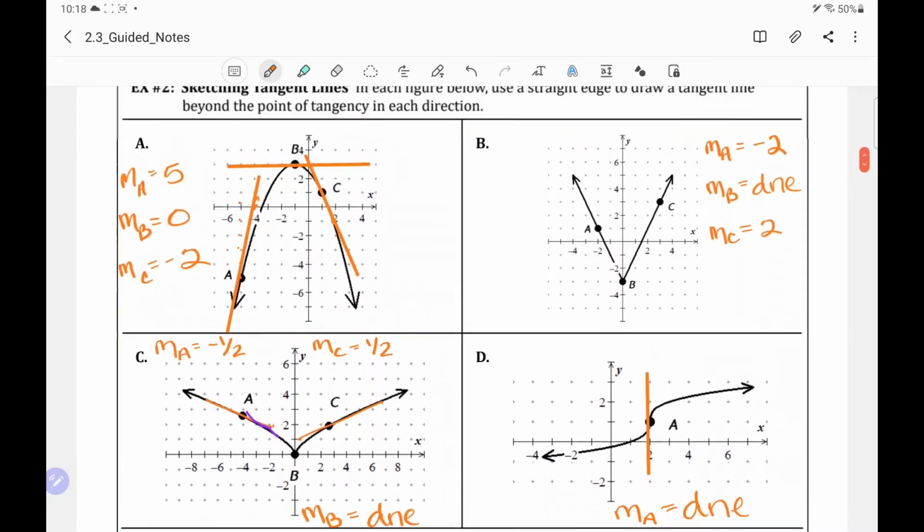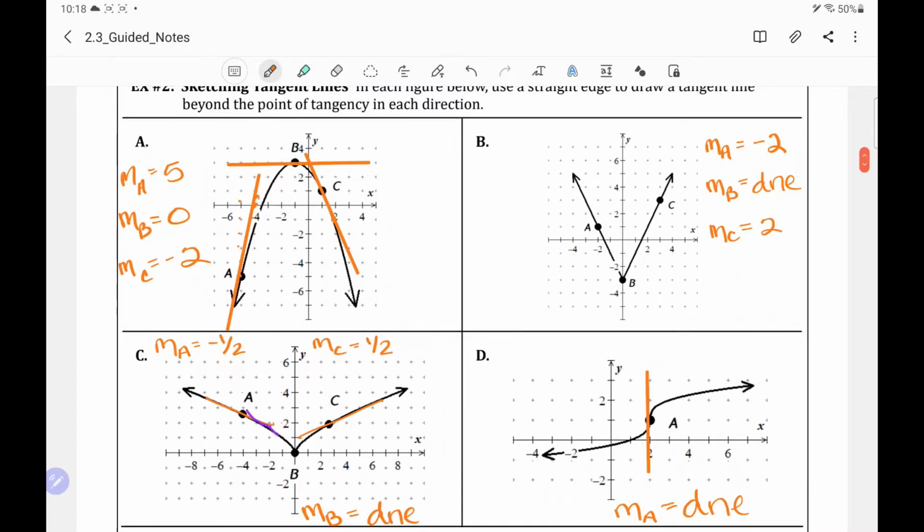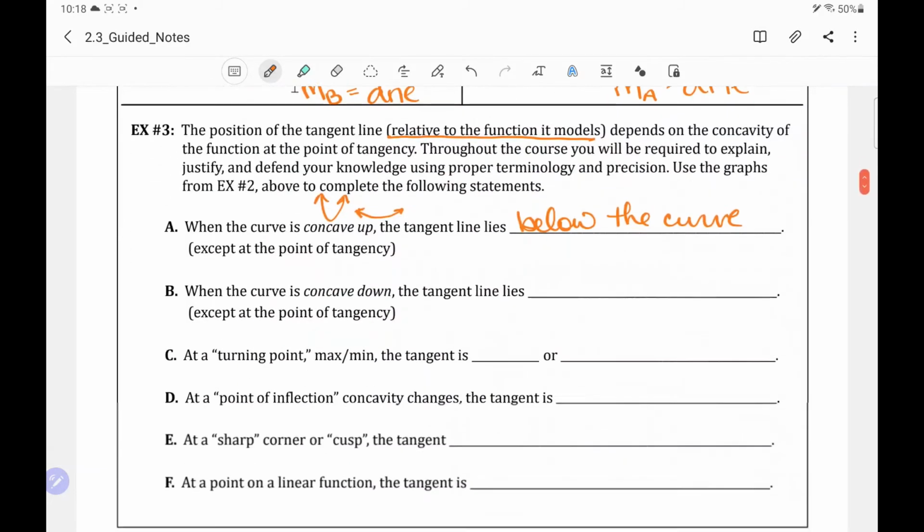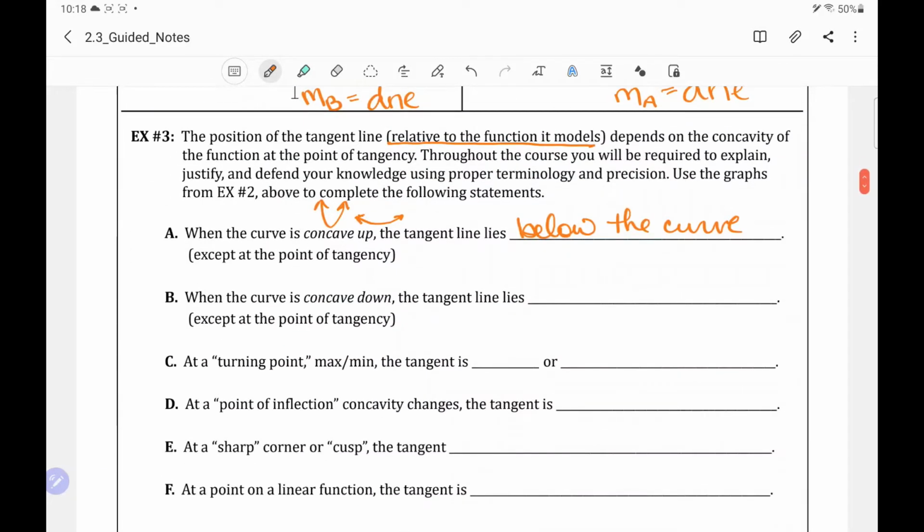Think about that right here on graph A, point B. If the parabola was the other way, our tangent would be down here, right? So just keep that in mind. And then the opposite, when the curve is concave down, meaning it goes this way, the tangent line lies where? Above the curve. So these are opposites. It makes sense. Sorry about my bad handwriting there. Except at the point of tangency.